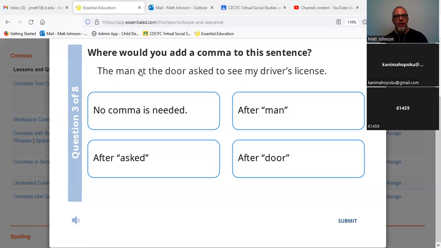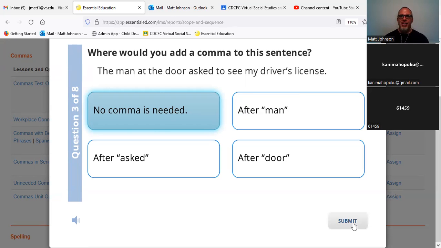And then if we put it after door, the man at the door, comma, asked to see my driver's license. Still no, the complete idea here does not require any comma. The man at the door is the entire subject, right? The man basically is the subject. The man at the door is where he is, that's explaining the subject to some degree. And then asked to see my driver's license. Asked is the verb here for that sentence. To see my driver's license is completing the idea, the rest of the predicate there. But no comma is needed.